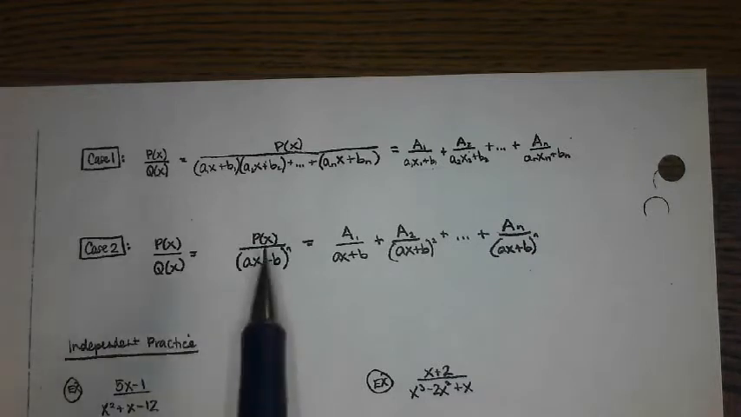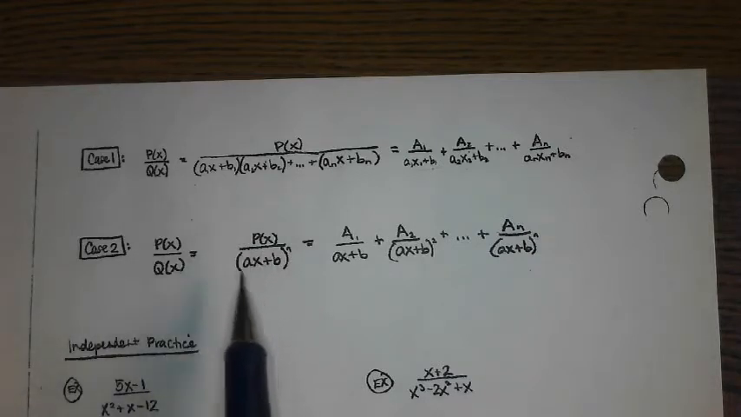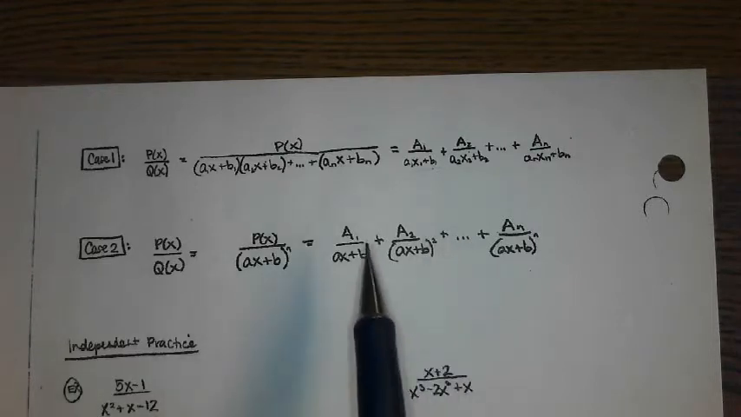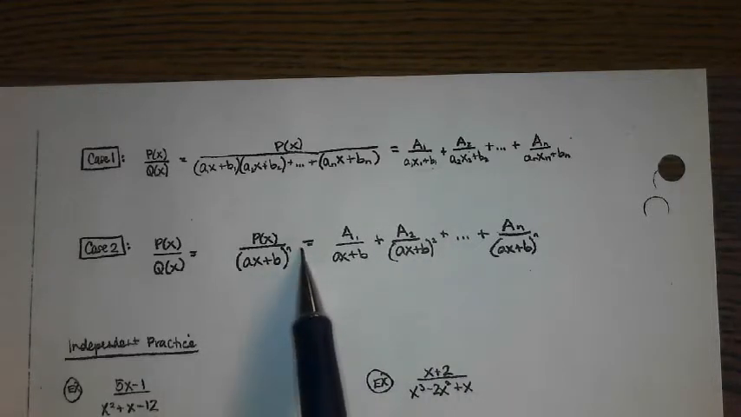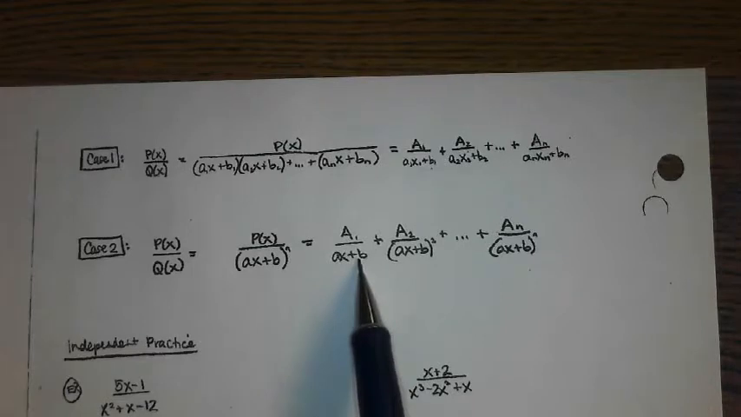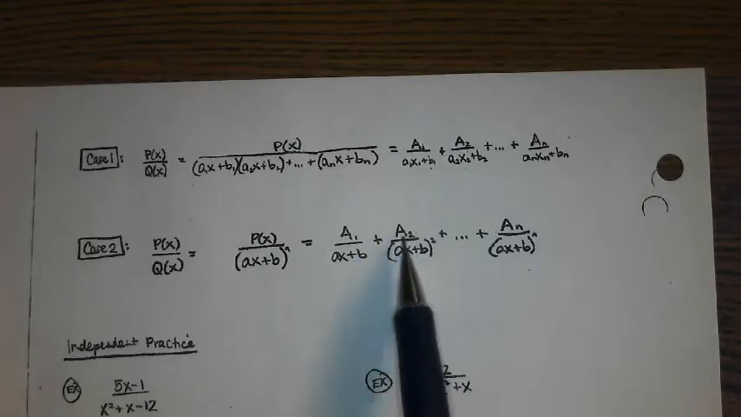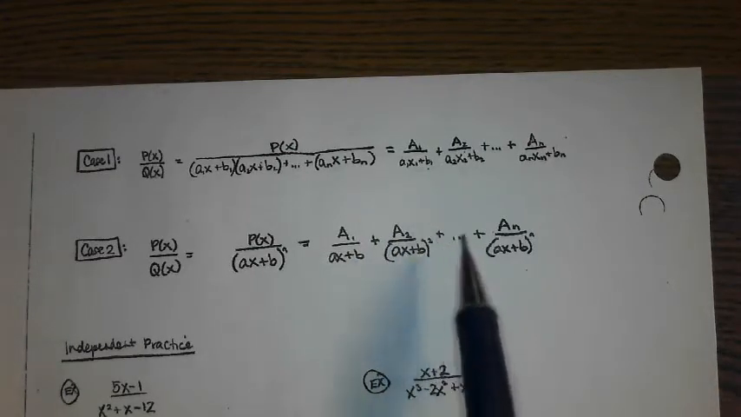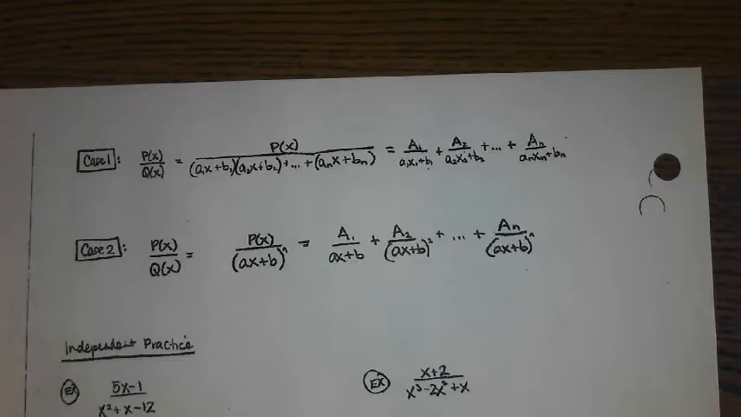And the second case is the case I'm talking about when you do have a linear factor that's being raised to a power. You have to separate. If that was to the 5th power, you'd have to do a over it to the 1st, b over it to the 2nd, c over it to the 3rd, and you'd have to kind of crawl your way up to the 5th power.